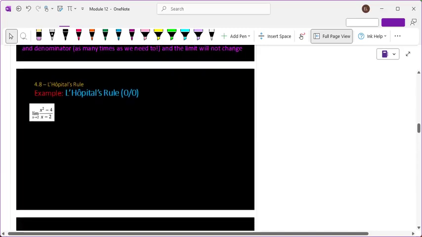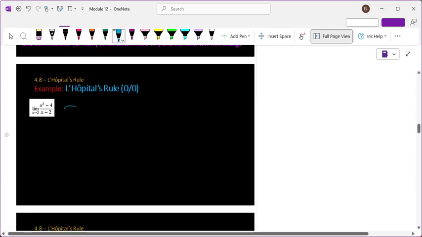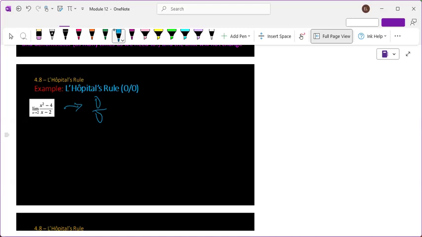So looking at this one, we plug in the 2 again. It's the same problem, so we know we're going to get 0 over 0. But now we're going to apply L'Hopital.